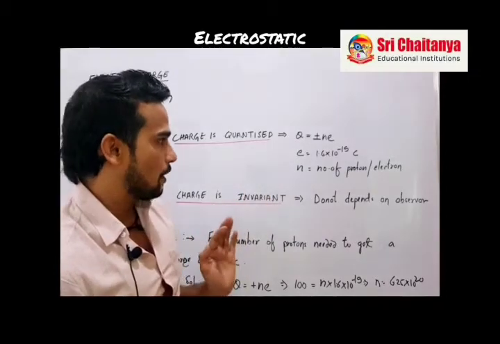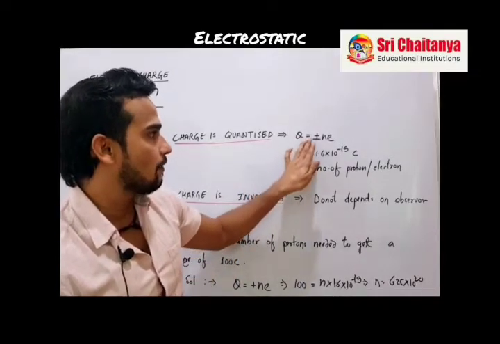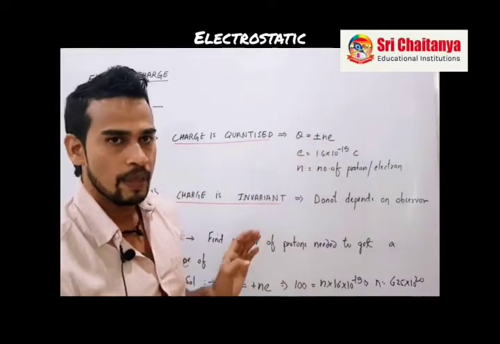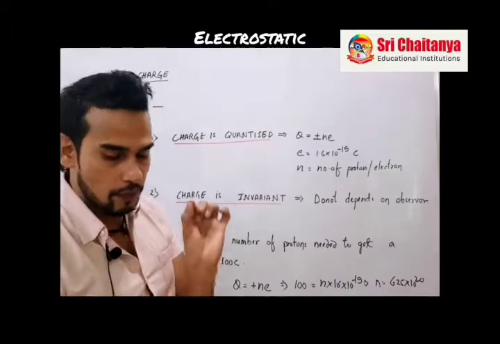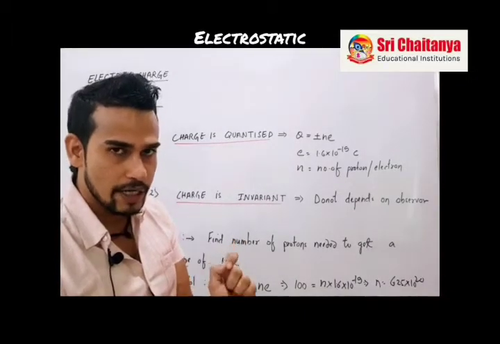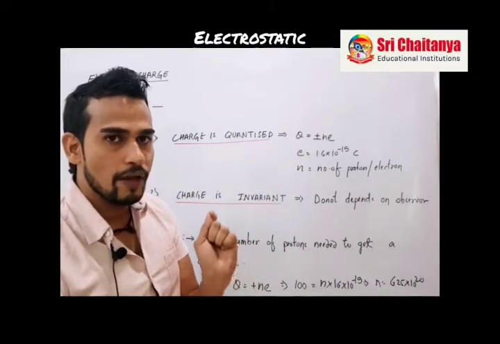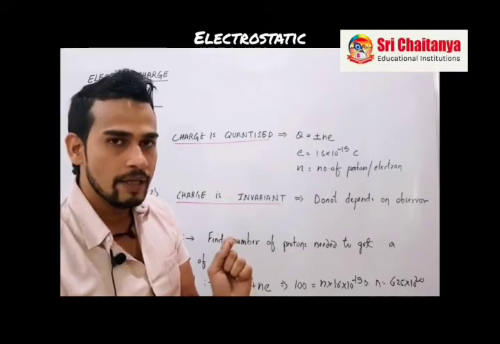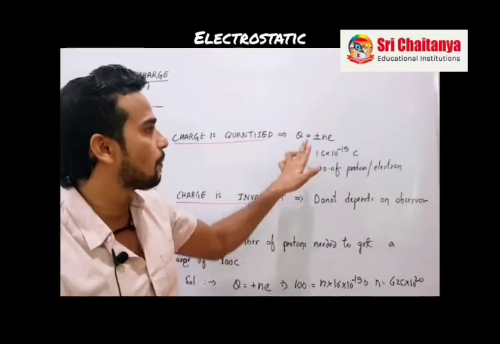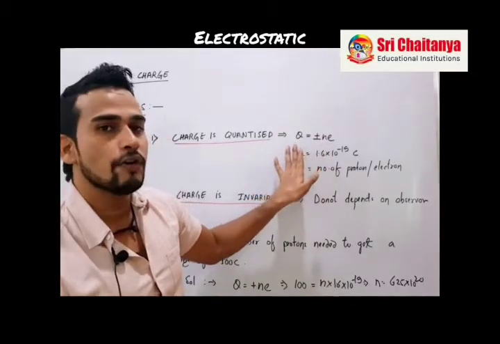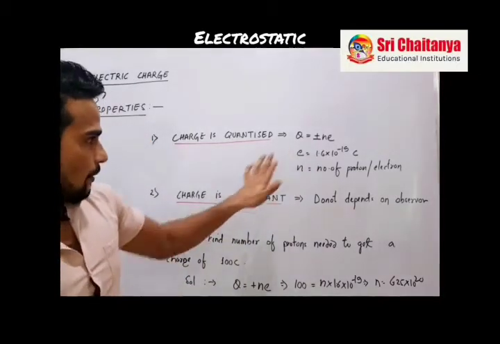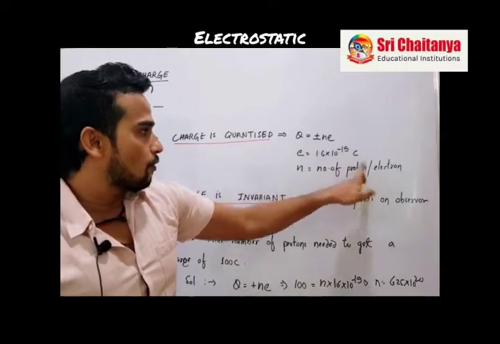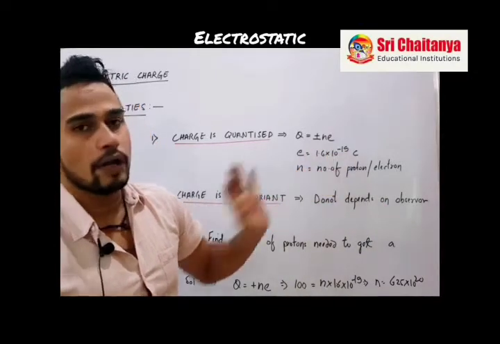So questions are asked from here. They will give you the total charge and ask you to find the number of protons or electrons needed for that charge. So you can use this result. The first property which is important for our NEET exam is that the charge of every body is always quantized. Whatever charge any body has, it will always be an integral multiple of the charge of an electron or proton. So from there we get Q equal to plus minus Ne. N represents the number of protons or electrons. e represents the charge of a proton or electron.